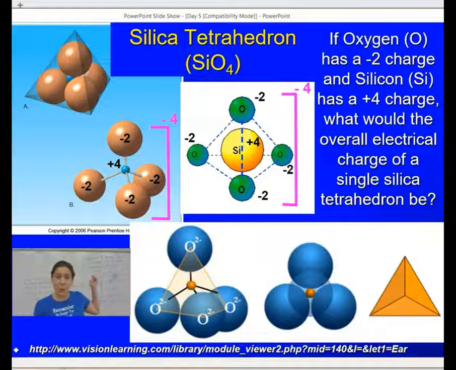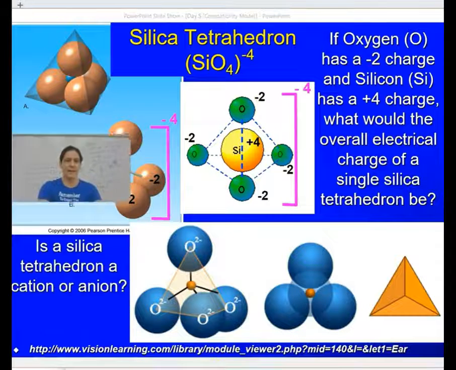Or you can draw something on the board like I did. I kind of like the list way of doing it, but whatever works best for you. As long as you know the electrical charge of a silicon, the electrical charge of an oxygen, and how that would create a -4 charge of a silica tetrahedron. So again, I just added this -4 up here.